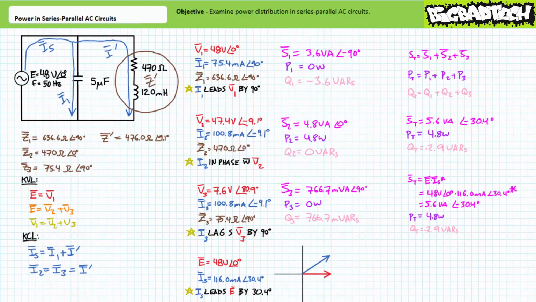Finally, one can directly solve for total apparent power using any variation of the AC power formula applied to the complete series parallel AC circuit, where apparent power is a complex conjugate of supply voltage times source current. Substituting in our given values, we arrive at an apparent power figure of 5.6 volt amperes at an angle of negative 30.4 degrees. Resolving this into its real and reactive components demonstrates total real power to be 4.8 watts and total reactive power to be negative 2.9 VARs. Importantly, these figures verify our earlier calculations. I've got a reasonable degree of confidence we're correct and can move on to another challenge.